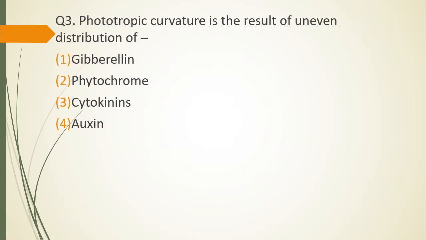Question number 3. Phototropic curvature is a result of uneven distribution of gibberellins, phytochrome, cytokinin, auxin. Which of the plant hormones is responsible for the curvature of the plant towards the sunlight? Phototropic curvature. The correct answer is option 4. Auxin is the hormone that is responsible for phototropic curvature.